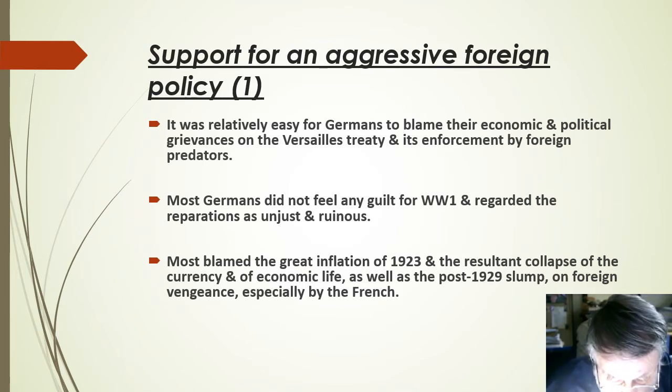Most Germans blamed the great inflation of 1923 and the resultant collapse of the currency and of economic life, as well as the post-1929 slump, on foreign vengeance, especially by the French. Actually, the inflation was largely the consequence of German resistance to reparations, and the slump to a combination of the withdrawal of capital by American investors who had no hostile motive towards Germany, and the rigorously deflationary policies of the German government.